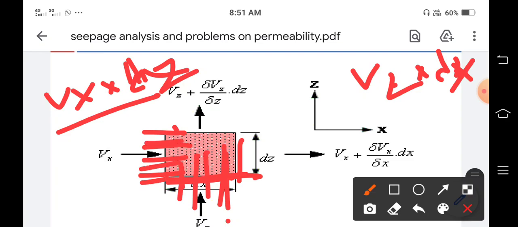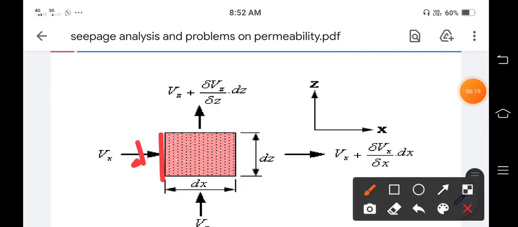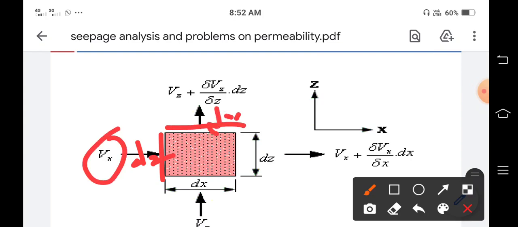And this size is dz, okay. These are the inlet component and the corresponding outlet component, while leaving it is also leaving through this area, and this size is the same, this is also dz, and this is also dx. So our inlet component will be phi x into dz and phi z into dx.